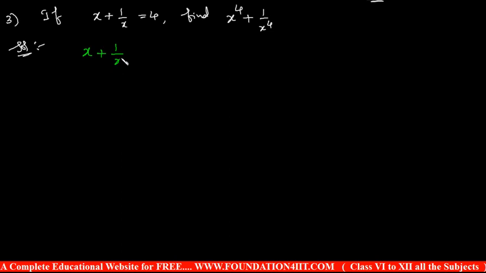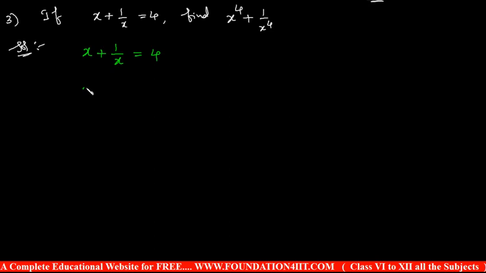The question is: if x plus 1 by x is equal to 4, find the value of x to the power 4 plus 1 by x to the power 4. To solve this problem, the given value is x plus 1 by x equal to 4, but I need x to the power 4 plus 1 by x power 4. We can do squaring or cubing both sides. First, let us do squaring, because we won't get power 4 directly. First let us do squaring on both the sides.